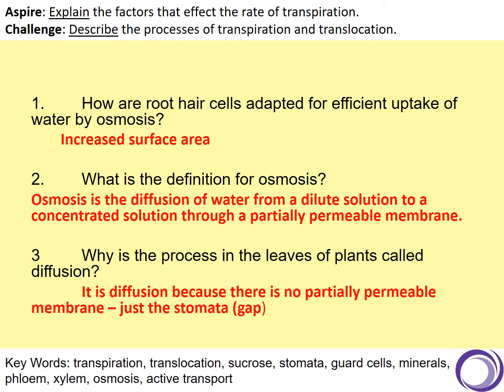So osmosis is the movement, or you can say diffusion, of water. The word water will give you a mark, from a dilute solution to a concentrated solution. Or you can have from an area of high concentration of water to a low concentration of water. That will also give you a mark. And then the most important part that most people forget is it's through a partially permeable membrane. So that would be your 3rd mark. Why, when water leaves through a plant leaf, is it called diffusion?